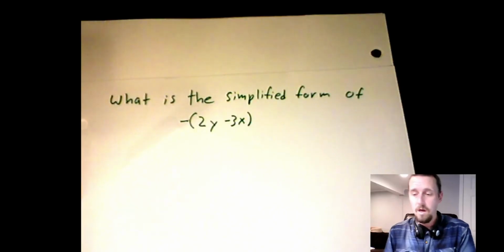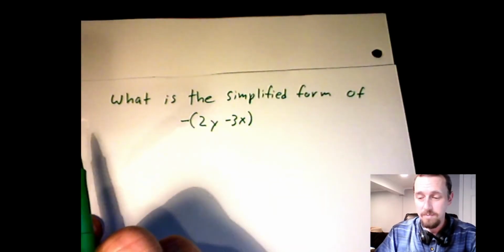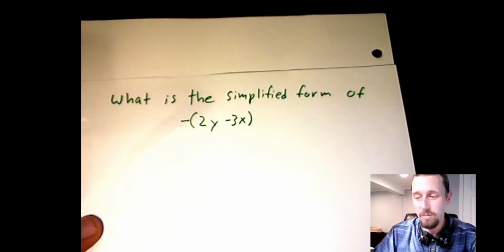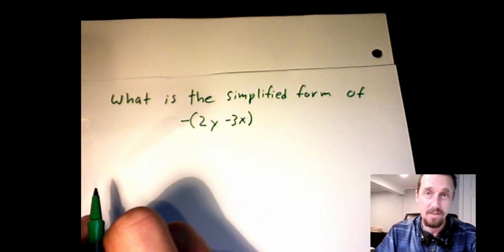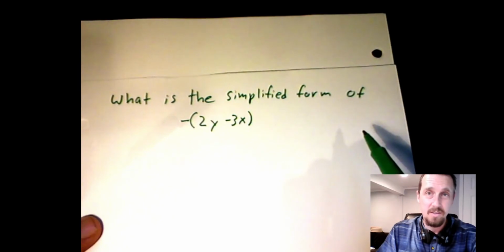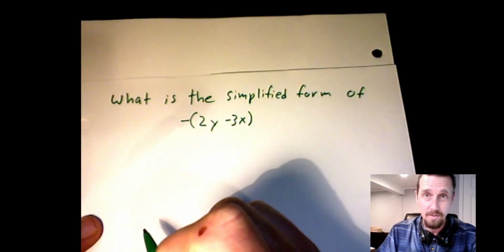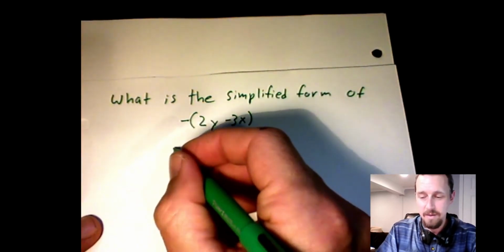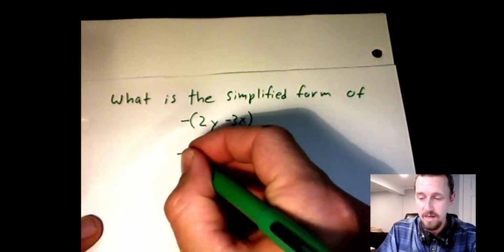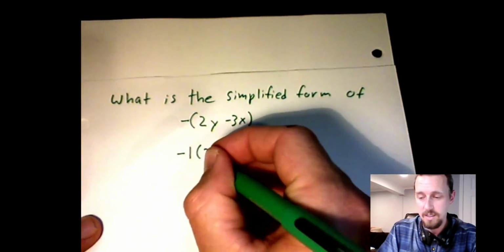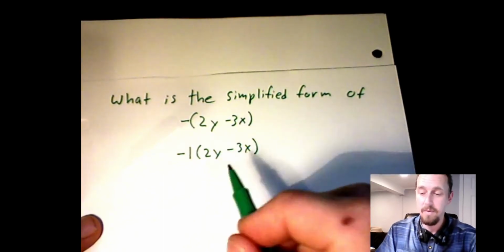All right, we've got another one. What is the simplified form of negative quantity 2y minus 3x? In this case, I need to know that when there's a negative in front of the quantity, that is the same as a negative 1. So as I write this problem out, I'm going to write out negative 1 quantity 2y minus 3x, and that is the first step of my work.